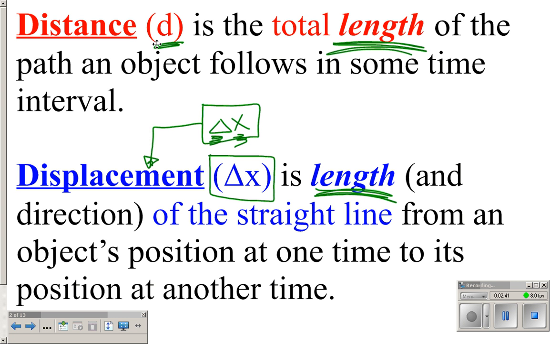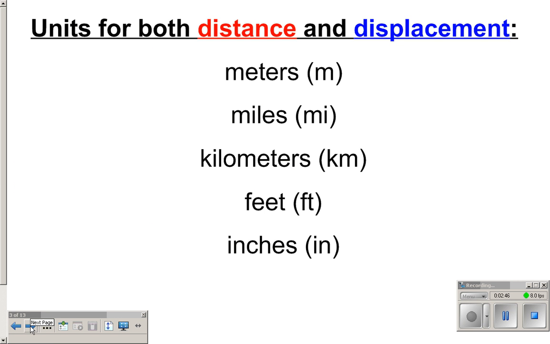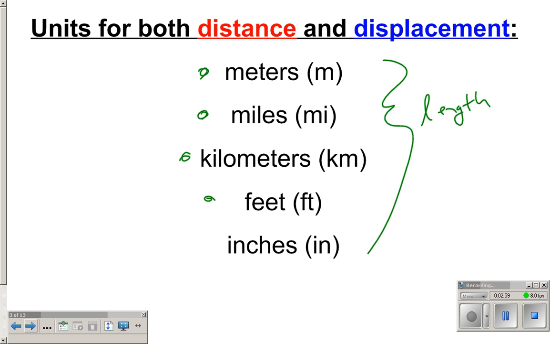All right, and because of that, the units for both of those two things are going to be the same. All right, the units for both distance and displacement are any unit of measure that you could ordinarily measure length in, right? So what are some things you can measure length in? You could measure it in meters, you can measure it in miles, kilometers, feet, inches, and then other ones that aren't on here, right? Centimeters, light years, I guess. So when we talk about distance or displacement, we're going to measure these things in meters, miles, that kind of stuff.